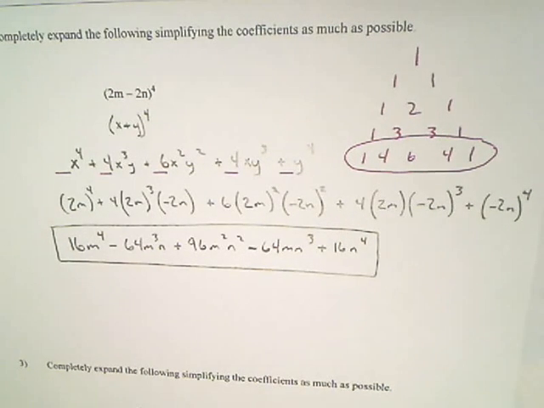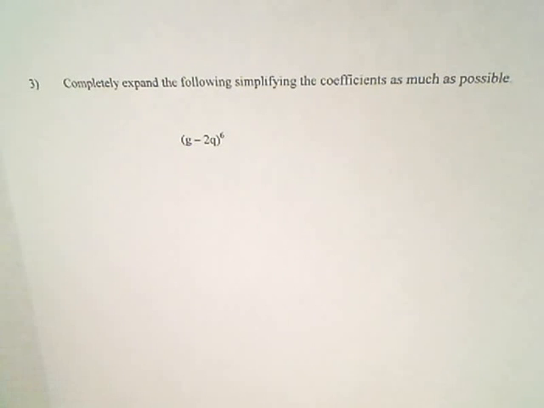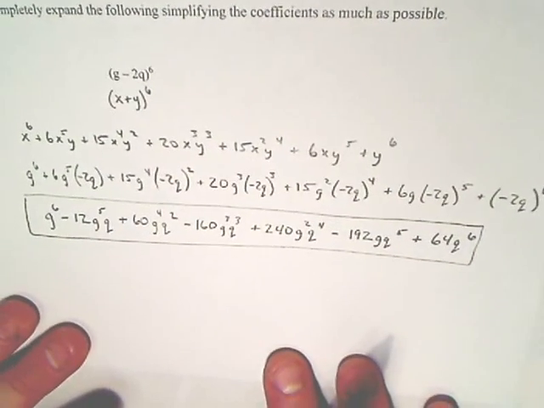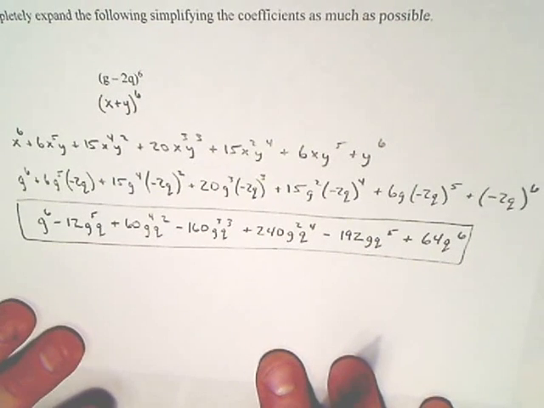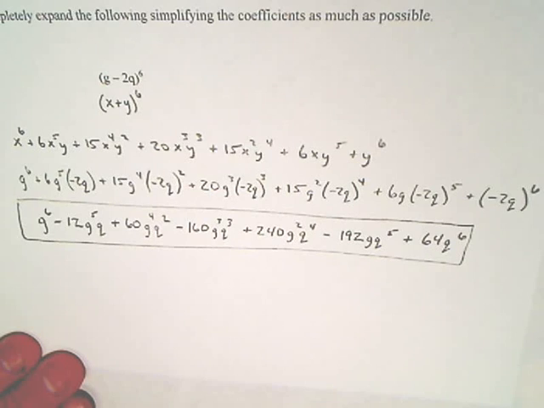Alright, here is example number 3. Okay, g minus 2q to the 6th power. You need to press pause right now and work on this problem. And here is the solution to problem number 3. Terrific.